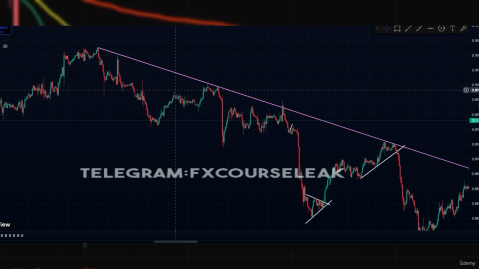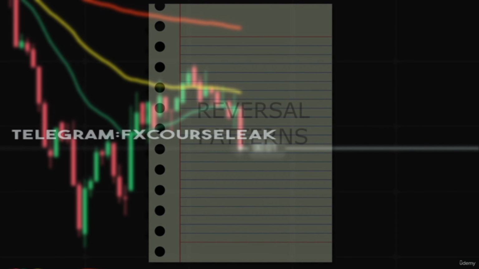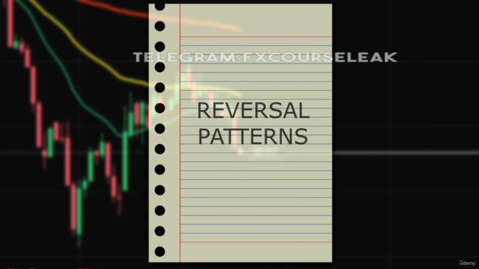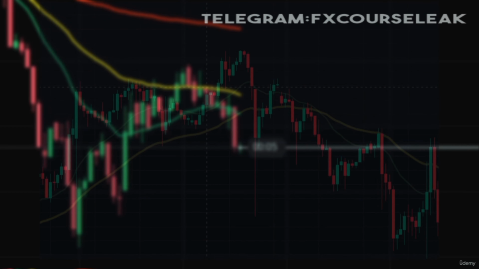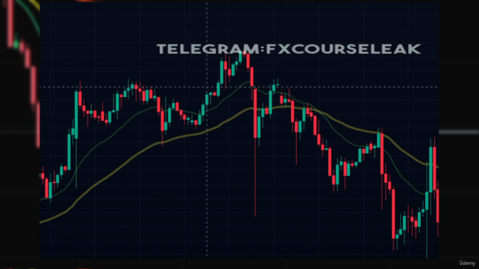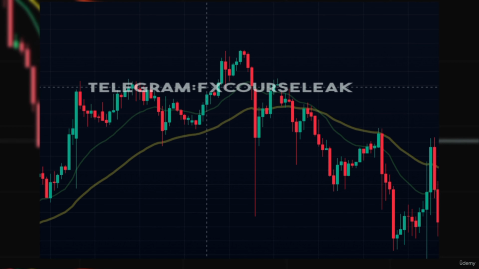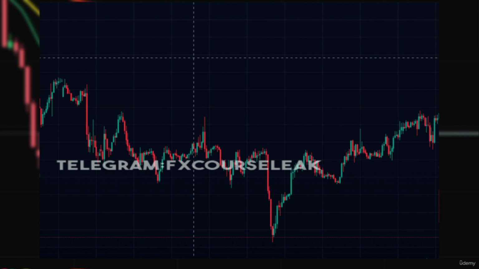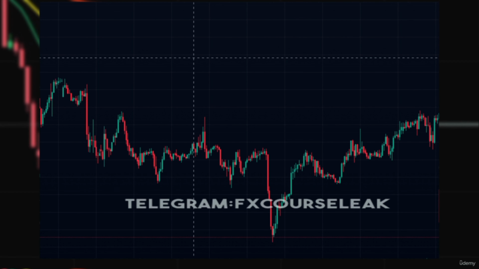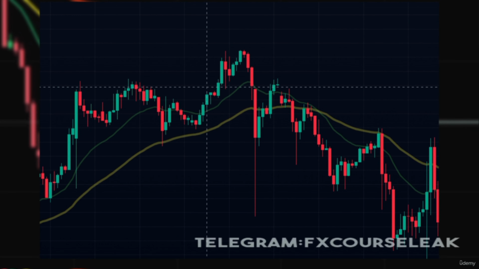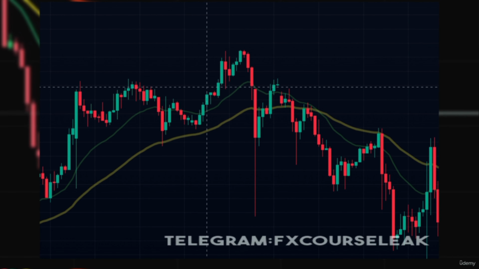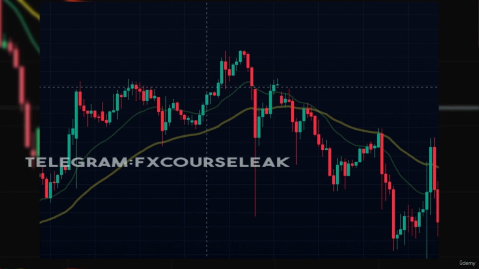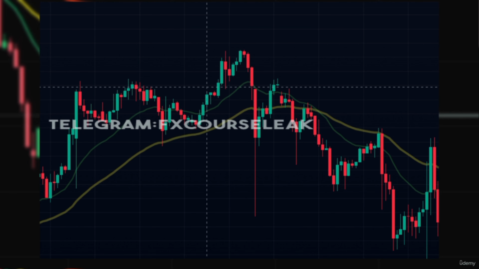These were the continuation patterns, and now the following will be the reversal patterns. So the first pattern we'll be looking at is the head and shoulders pattern. There are two types of head and shoulders. One is the head and shoulders and one is the inverse head and shoulders pattern, the one that forms on the opposite side of the chart. So the head and shoulders pattern is a reversal pattern. Both the head and shoulders and the inverse head and shoulders pattern are trend reversal patterns.